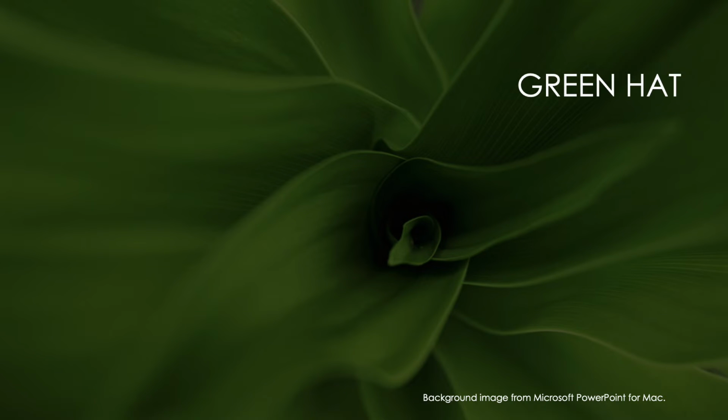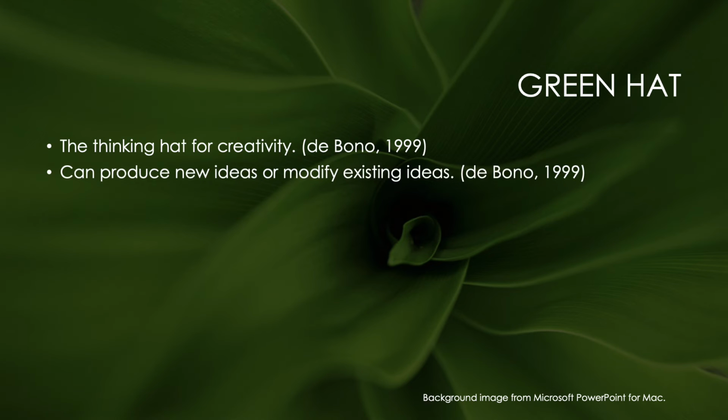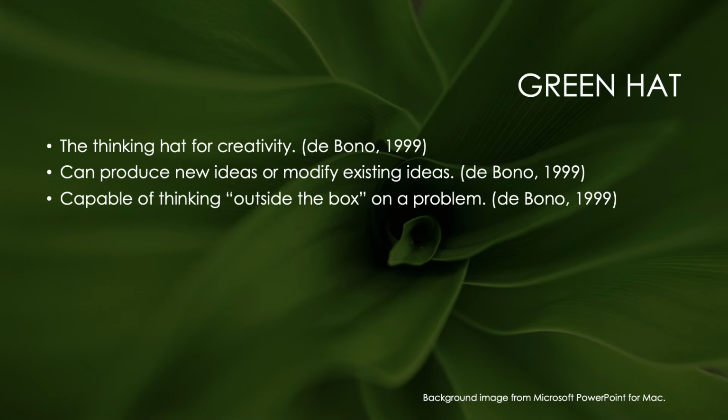Next up is our green hat. The thinking hat for creativity can produce new ideas, or it can also modify existing ideas. Most important thing to remember about the green hat is it's capable of thinking outside the box on a problem. Just like in class where we're doing those puzzles to learn how to think outside the box a bit. That is your green thinking hat when you're doing those type of problems.